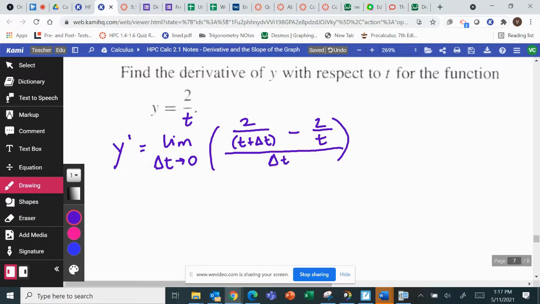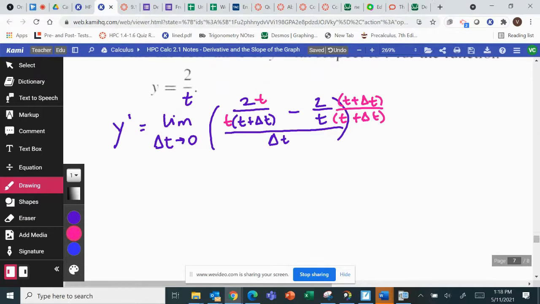Okay, so if I just straight up plugged in 0 right now, we'd have a problem because it's all over delta t. So I need to manipulate this. So let's add together the fractions on top. To add the fractions, we need a common denominator. I would need to multiply this one by t plus delta t over t plus delta t. And then over here, we'd have to multiply this one by t over t. So I'm just finding my common denominator.